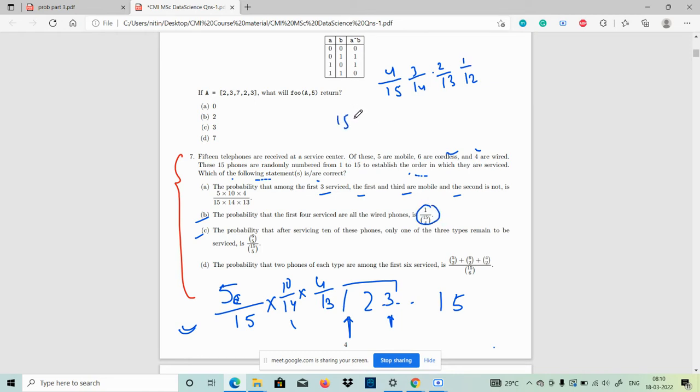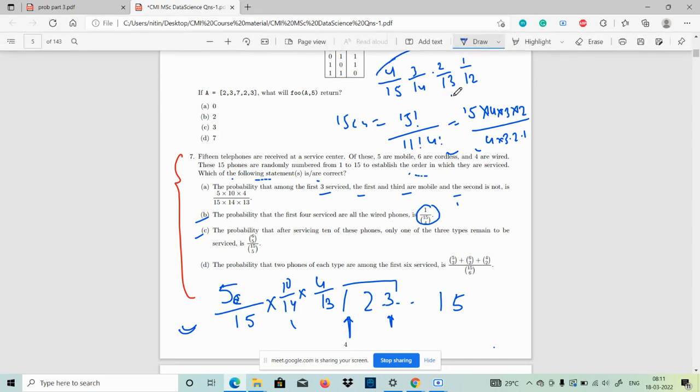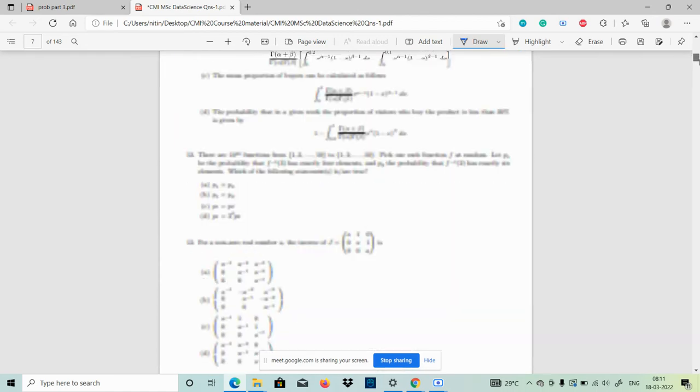So 15C4 means 15 factorial upon 11 factorial into 4 factorial. If you break this down, you will get 15 into 14 into 13 into 12, as 11 factorial will be cancelled, over 4 into 3 into 2 into 1. If you take 1 by this, you will get the same thing. That's why both things are the same, so this option will also be correct. Similarly, you need to check all the options. So some concepts of probability are utilized to construct multiple correct questions, and when the questions are rather difficult, you can solve them this way.